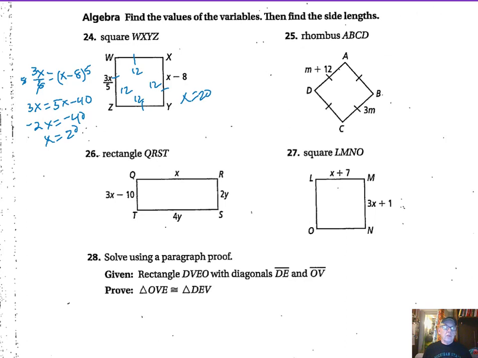So we're over here at this next rhombus. They're telling us it's a rhombus. Opposite sides on a rhombus are congruent. So m plus 12 must equal 3m. Take m away from both sides. 12 equals 2m. Divide by 2, m equals 6. Now if m is equal to 6, each one of these sides is going to be 18, because it's going to be 6 plus 12, or 3 times 6.